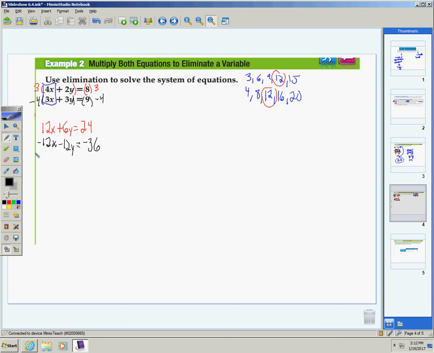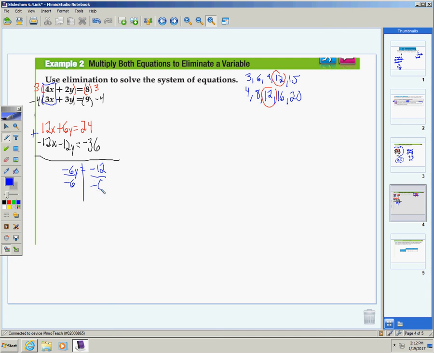And now I've done the only part that's new. I've made it so I have my equations match up, where I have a positive and a negative x with the same coefficient. Now I can add them together. My x's cancel out. 6y plus negative 12y gives me negative 6y equals 24 plus negative 36, which is negative 12. And now I simply solve for y.